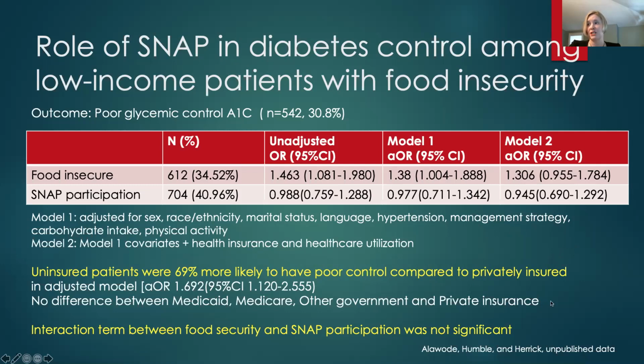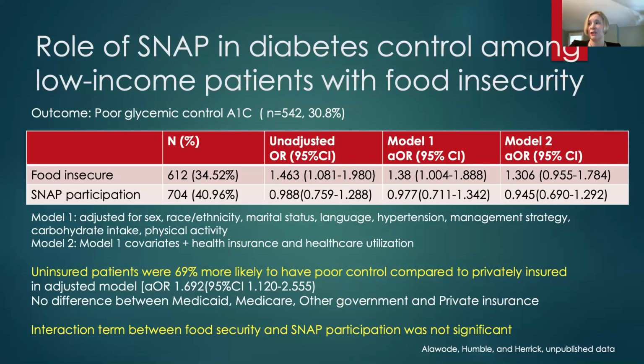Additionally, in this population, SNAP was not associated with glycemic control on its own and was not a significant effect modifier of the association between food insecurity and glycemic control. These findings suggest that while food insecurity is an important factor in glycemic control for this low-income population, nationally representative population, health insurance is perhaps the most significant factor.